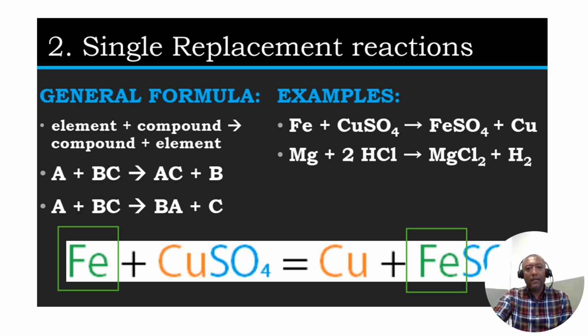For example, iron treated with copper sulfate, but in the reactivity series, iron is more reactive than copper. That's why iron displaces the position of copper and ferrous sulfate plus copper is formed. In the second reaction, magnesium treated with hydrochloric acid, but according to atomic size, magnesium has higher atomic size than hydrogen. So magnesium displaces the position of hydrogen and it forms magnesium chloride plus hydrogen gas.